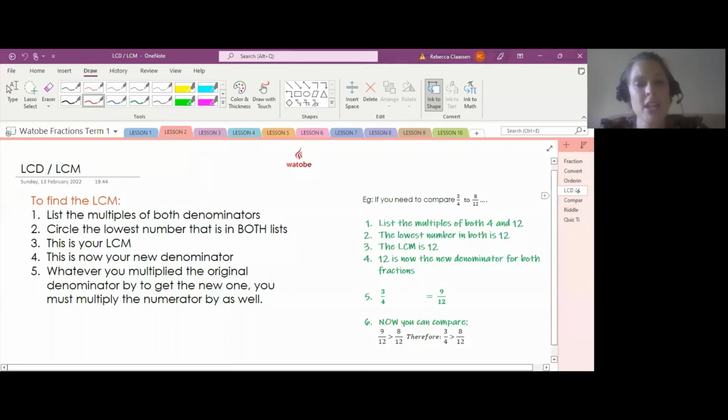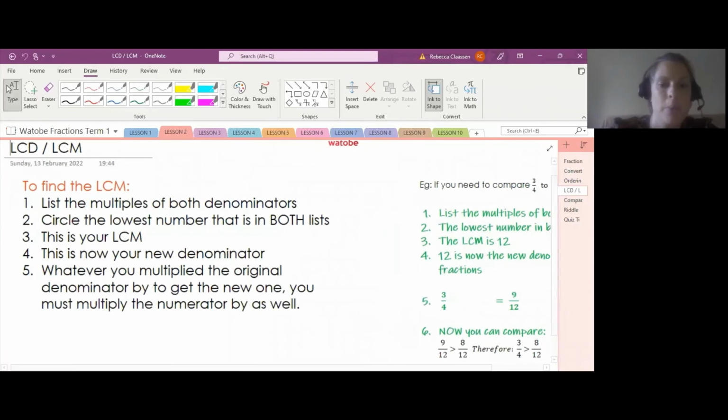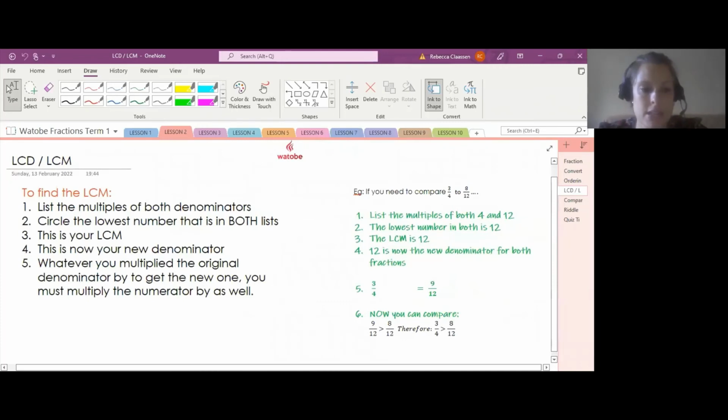100%. Okay, so when the denominators are different and we need to compare, we need to find the lowest common multiple or the lowest common denominator. To do that, we list the multiples of both of the denominators. Hang on one second. Keep that question or type it, and then I'll ask you now.